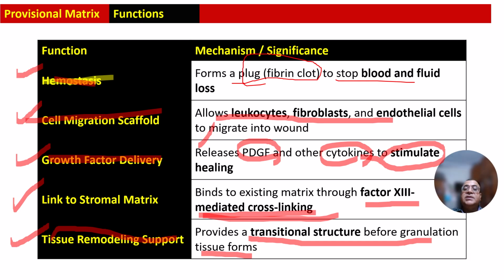The quality and persistence of the provisional matrix can influence scar formation. Chronic wounds often exhibit persistent disorganized provisional matrix and impaired remodeling. Before closing the discussion on this provisional matrix, I would like to briefly introduce two molecules, fibronectin and hyaluronic acid, that are important components of this provisional matrix.